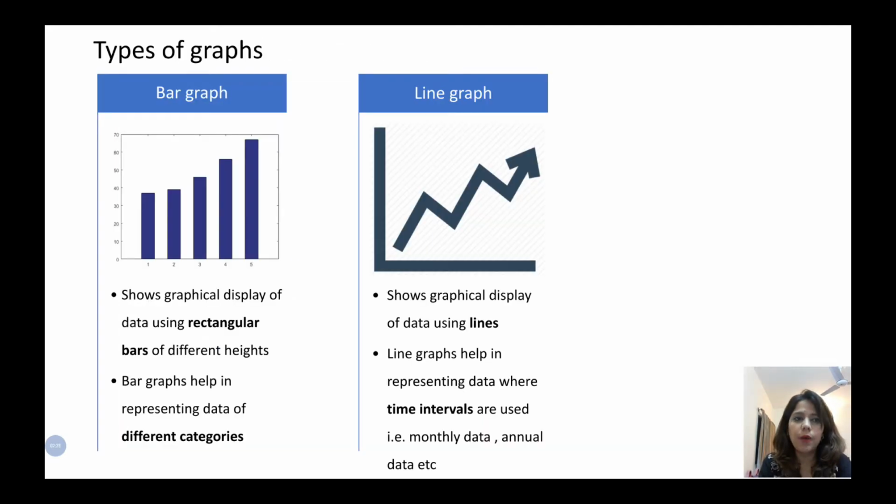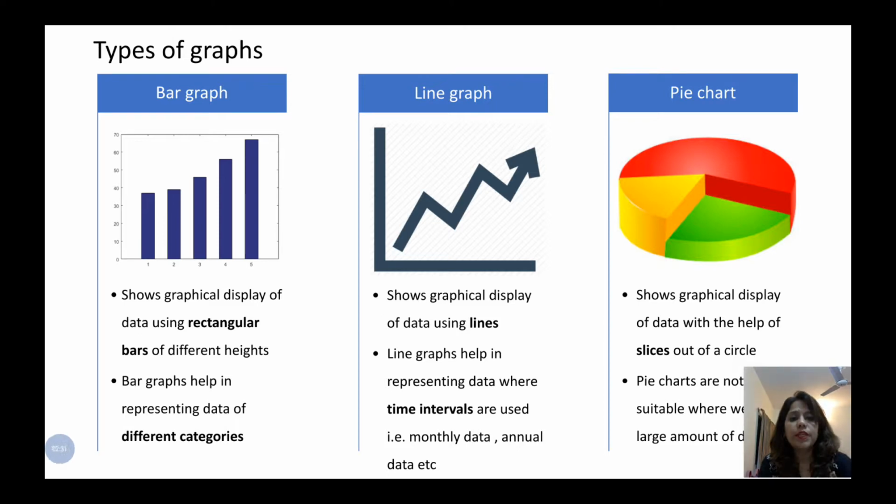So what are these now? These are simple representations. For example, this is the bar graph. The bar graph shows us the amount, which is bigger and which is smaller. These are rectangular shapes, rectangular bars, and as these are bars, we call it a bar graph.